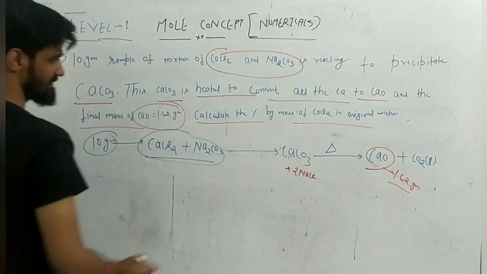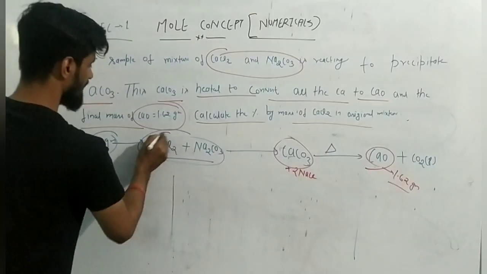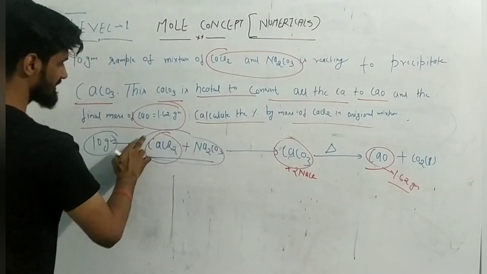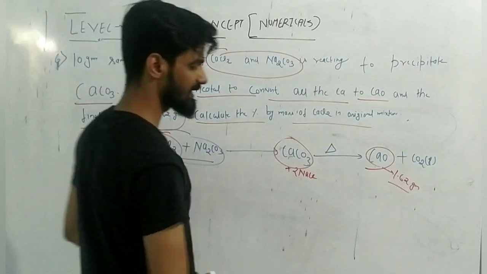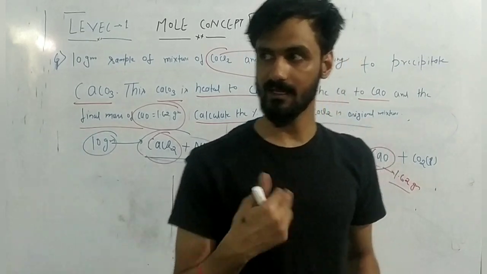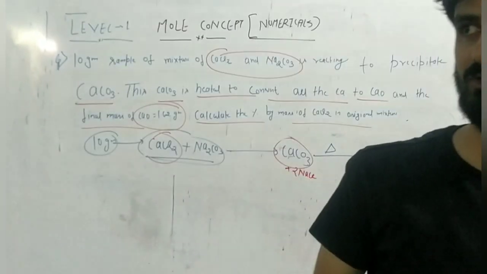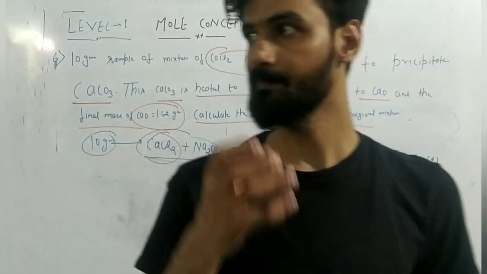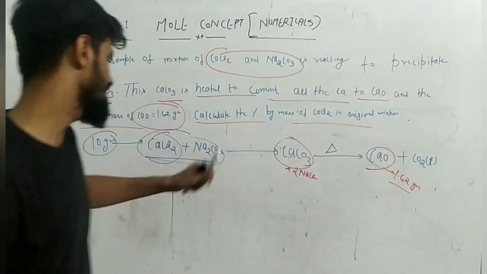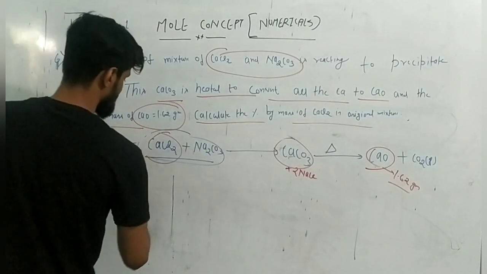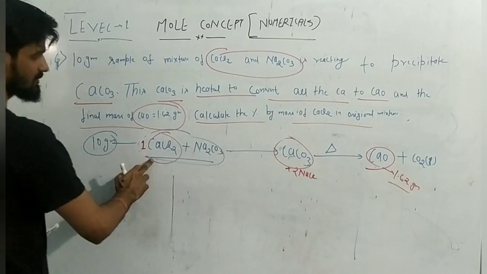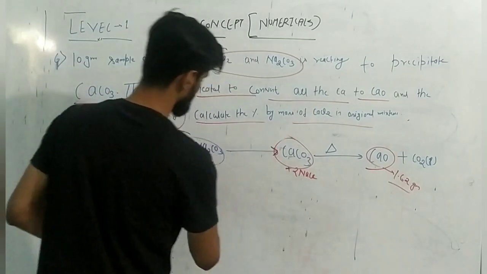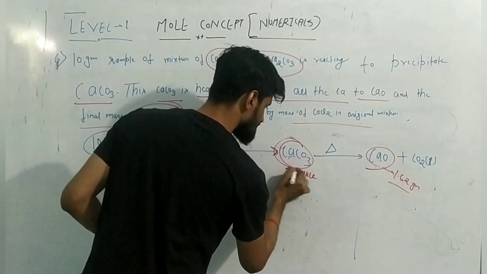Now our first aim is to focus on CaCO3 and CaCl2. If you see the chemical reaction, because we are solving the numerical on the basis of the mole concept, and in the mole concept I have already told you, if you are going to solve any numerical, you have to focus on the stoichiometry. Here, 1 mole of CaCl2 reacts with 1 mole of Na2CO3 and produces 1 mole of CaCO3.